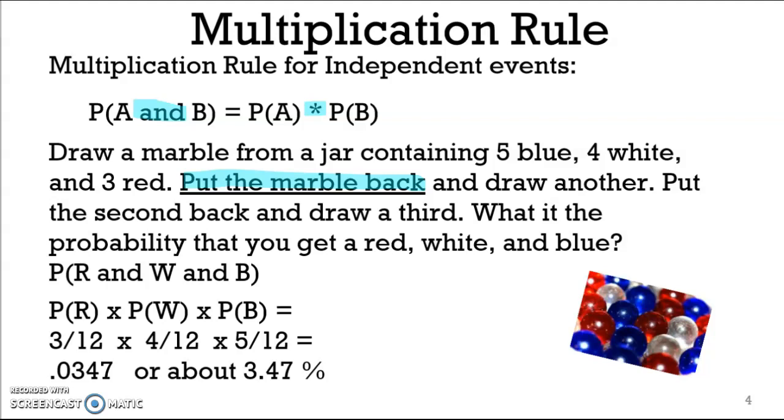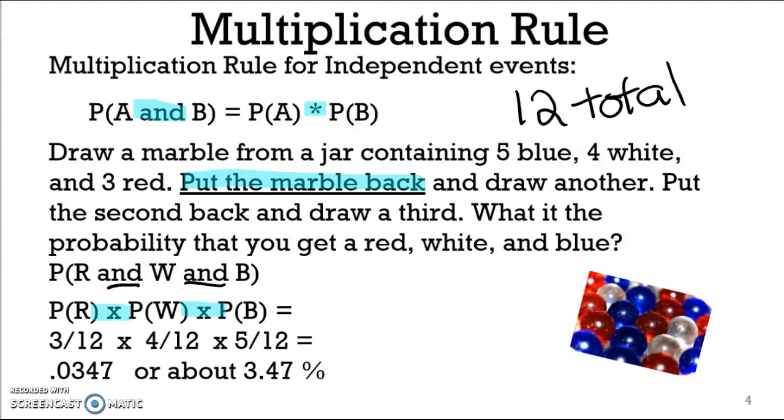If I have a bag of marbles that has 5 blue, 4 white, and 3 red marbles in it, 5 plus 4 plus 3, so there are 12 marbles altogether. You want to add everything up to get the total. We're going to draw 3 marbles in a row, 1, then 2, then 3, but we're going to put the marbles back every time we draw them. What is the probability that you get a red followed by a white followed by a blue? This is an and problem. These are independent events, so we need to multiply each of these individual probabilities.